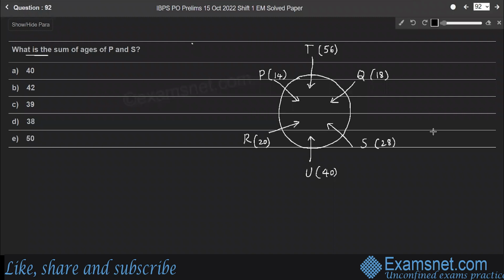Question 92. What is the sum of ages of P and S? So P plus S: P is 14 years old and S is 28 years old, right? So it is equal to 42 years. Therefore, option B is the right answer.